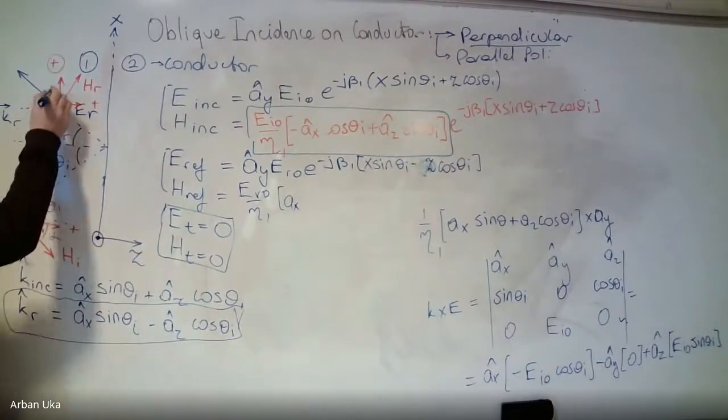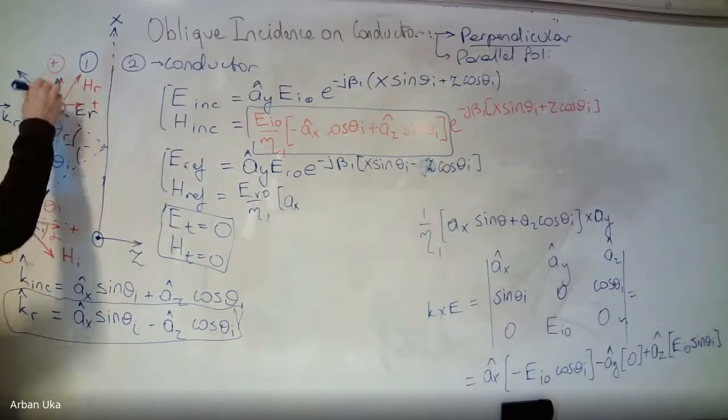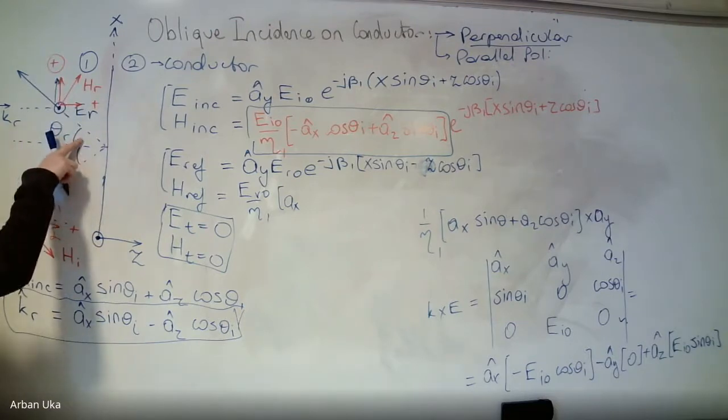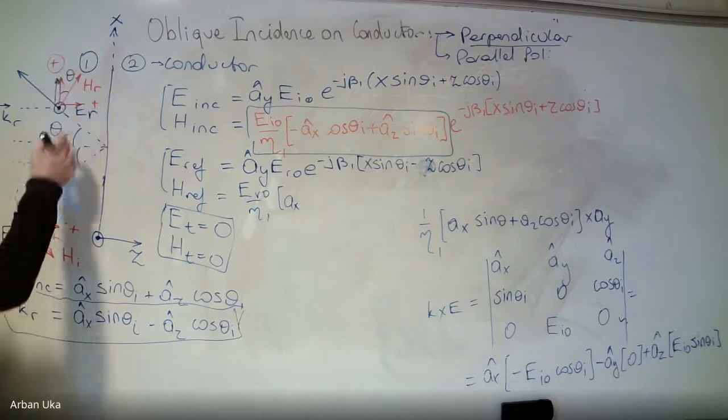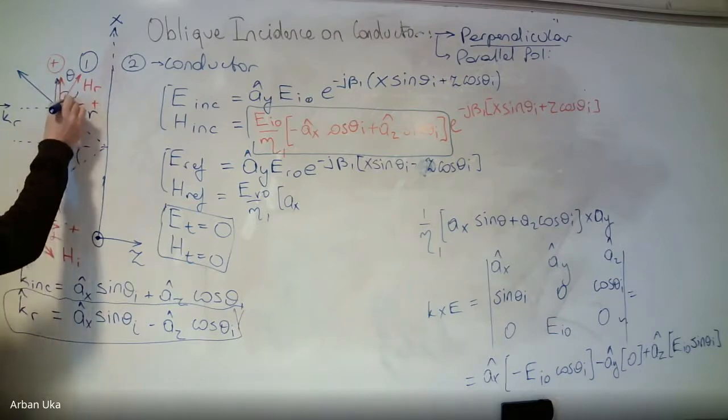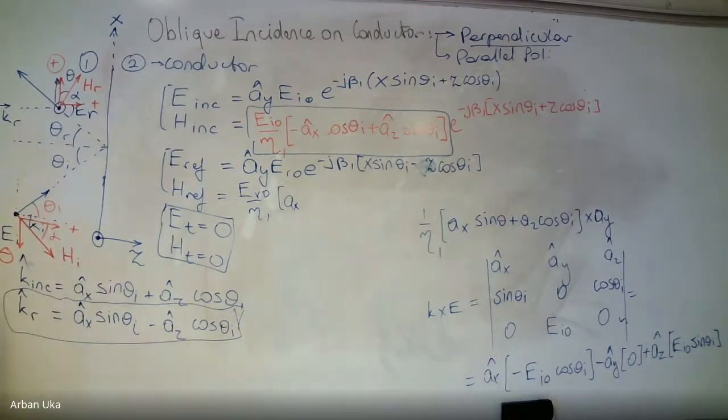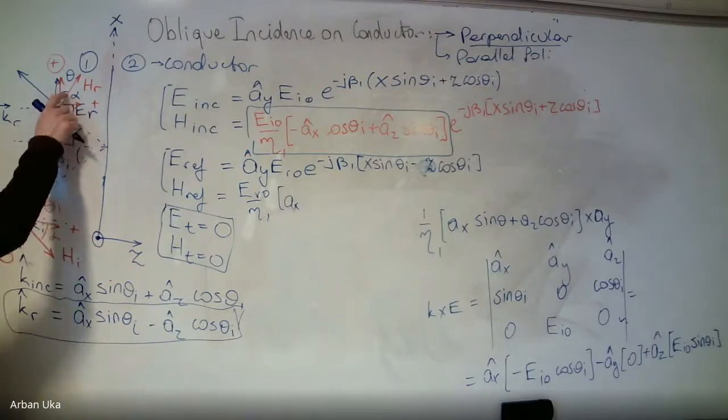So we want to find out what this component is. This is theta r, and this is also theta. Okay, so theta, theta, alpha. If we use the notation of theta and alpha, they are complementary to each other, which complement them to 90 degrees. 2 theta, theta, alpha, theta.